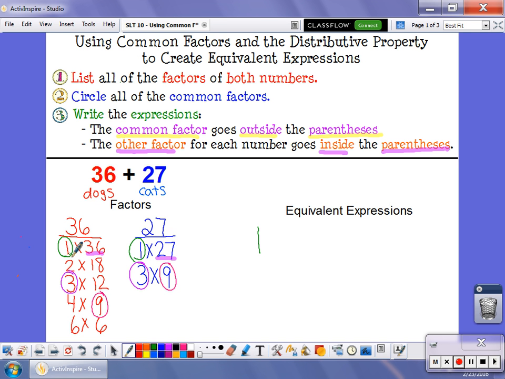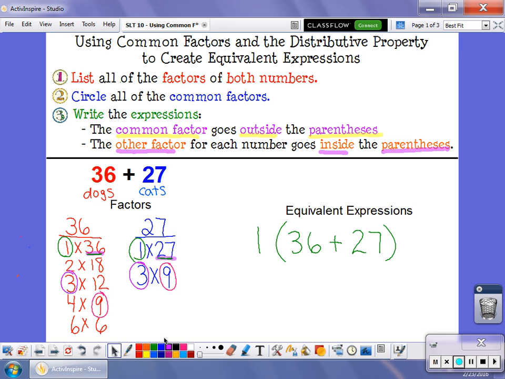So I had 1 as my common factor. That's outside my parentheses. Then inside, I'm going to have this 36 and this 27. Essentially, what this expression is telling me is how many groups I could make. This number here, 1, means I could take my 36 dogs and 27 cats and break them into 1 group. If I had 1 group, that group would have 36 dogs and 27 cats in it.